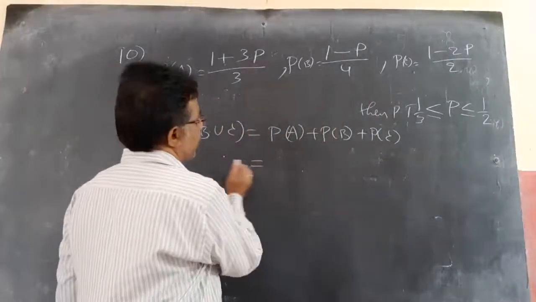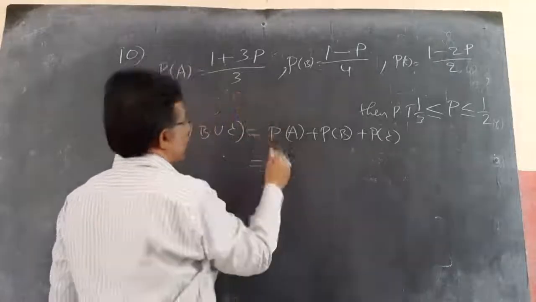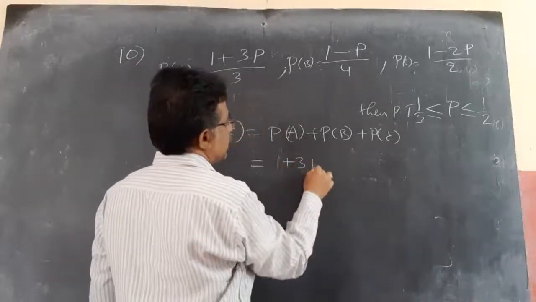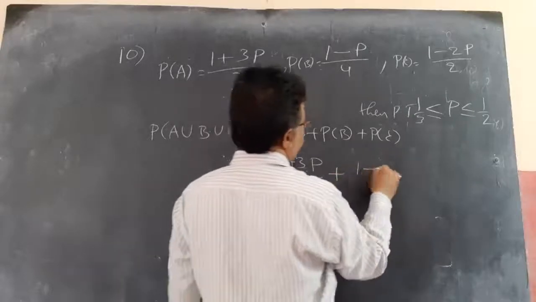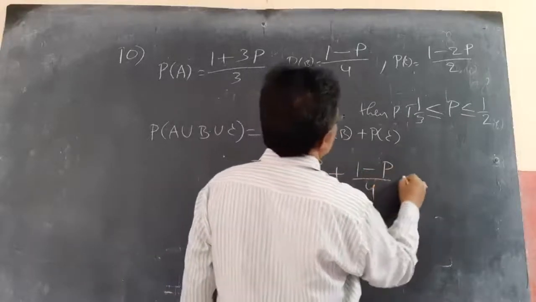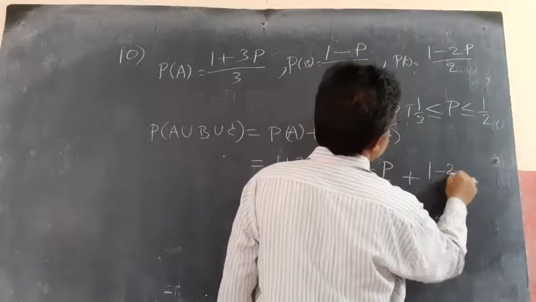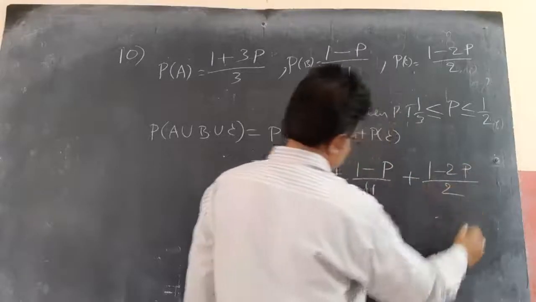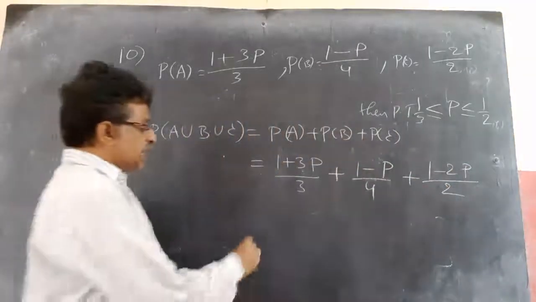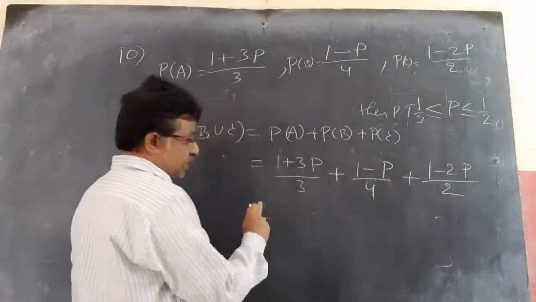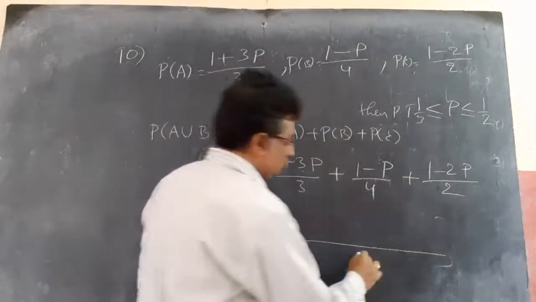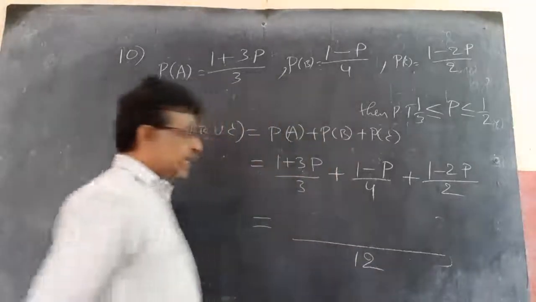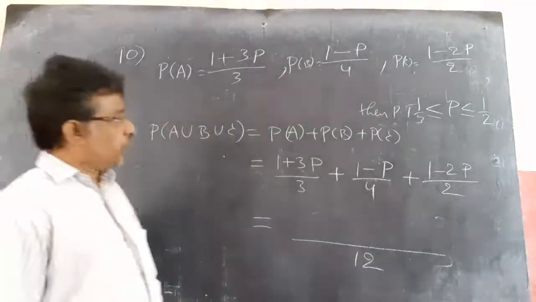So, P of A, what is P of A here? 1 plus 3P by 3. Plus what is P of B? 1 minus 3 by 4. Plus what is P of C? 1 minus 2P by 2. So, LCM of all the three, 3, 4, 2. LCM is 12. We know that LCM of all the three is 12.